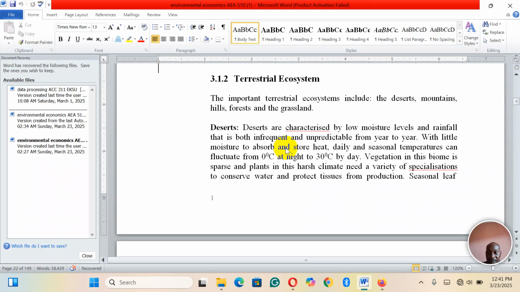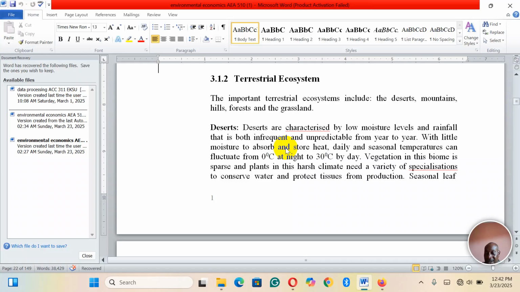ecosystem. The important terrestrial ecosystems include the desert, the mountains, hills, forest, and also the grassland. Deserts are characterized by low moisture levels and rainfall that is both infrequent and unpredictable from year to year, with little moisture to absorb and store heat. Daily and seasonal temperatures can fluctuate from 0 degrees centigrade at night to 30 degrees centigrade by day.